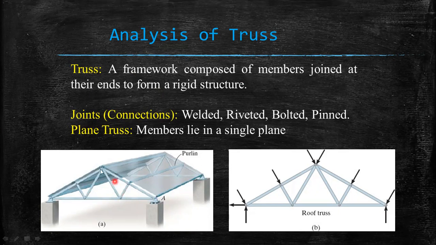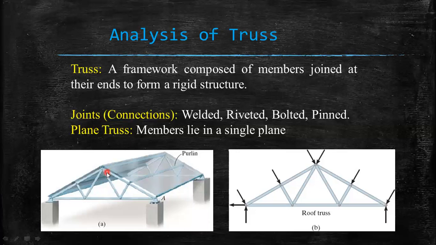You can see this member, this member, this member, this member are joined together at their ends, and after they are joined together, ultimately they make a rigid structure, which you cannot deform very easily. And when members are joined together at their ends to form a rigid structure, they are generally called a truss structure.